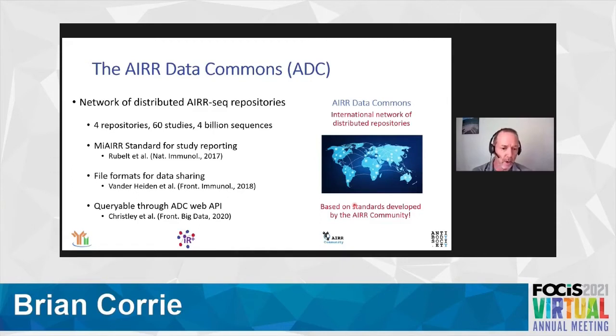The AIRR Data Commons Web API is the key one from an AIRR Data Commons perspective, because the goal is for the researcher to be able to query a repository, or a set of repositories around the world, that are basically using the same language for that query. So you send the same query to a bunch of different repositories and you get the data back.